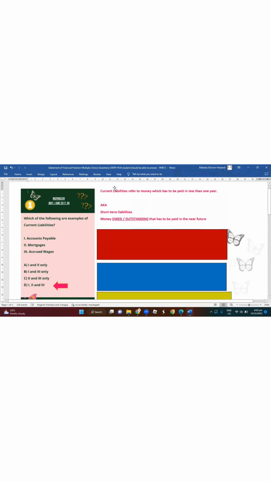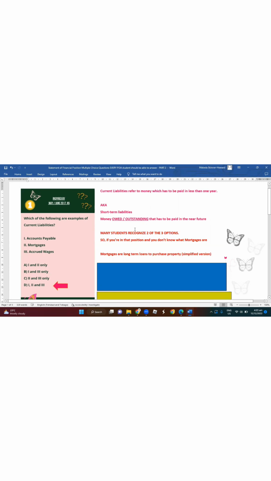Current liabilities refer to money which has to be paid in less than 1 year, aka short-term liabilities, also known as money outstanding or owed that has to be paid in the near future. So you have to go through this list again and see which of these are money owed or outstanding that has to be paid in the near future.